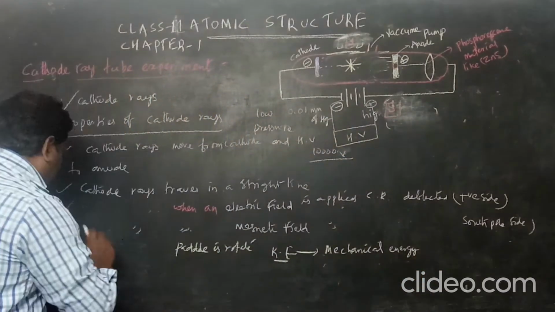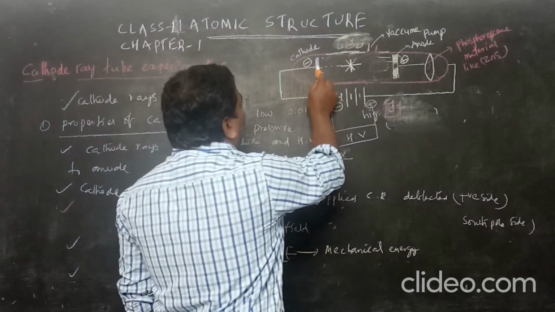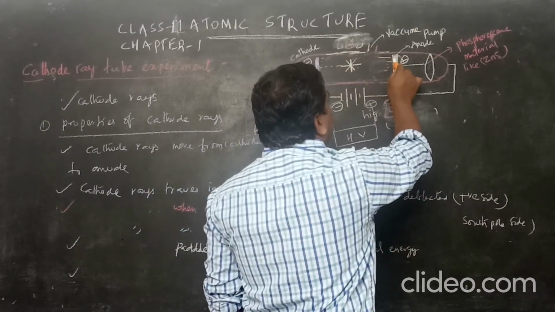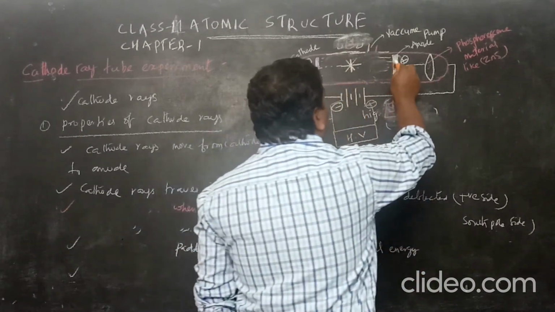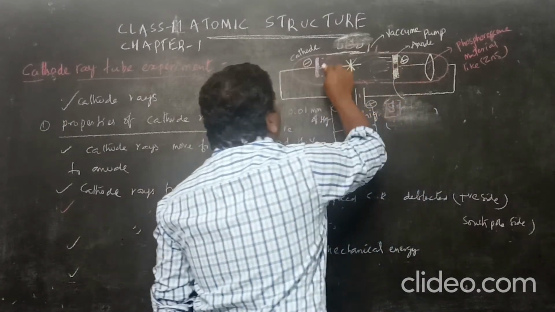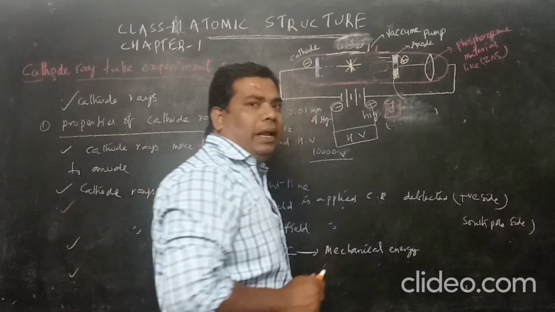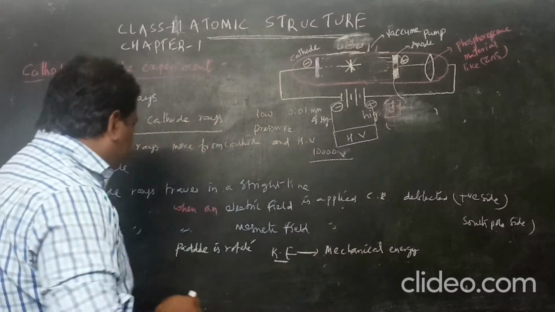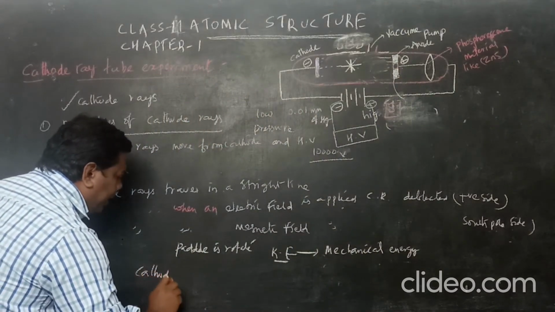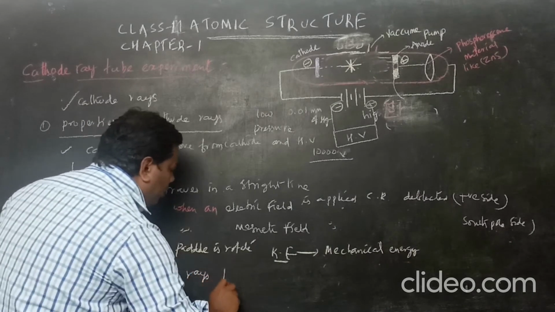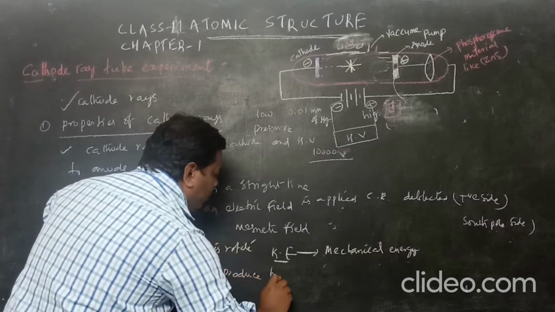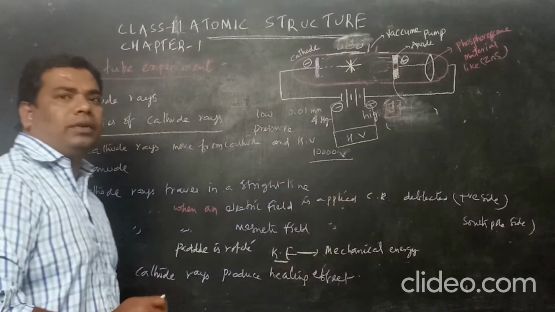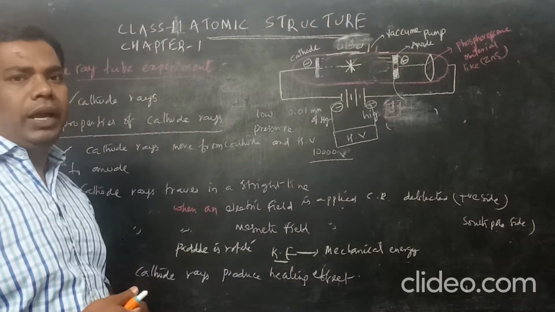Okay, clear, students? Another property: when cathode rays strike or hit this metal foil, later it becomes hot. So when the cathode rays strike the metal plate, it becomes hot, which indicates that the cathode rays produce a heating effect. Clear? So these are the properties of cathode rays.